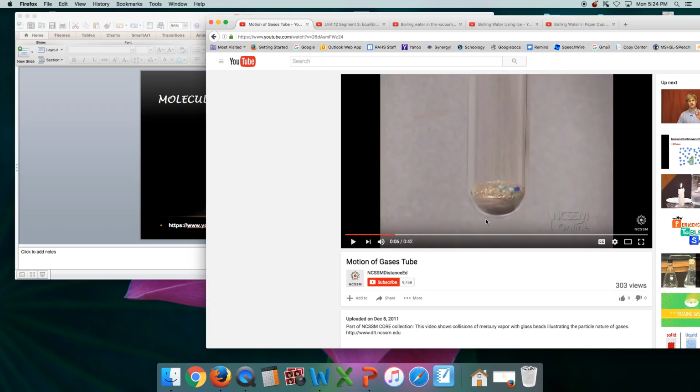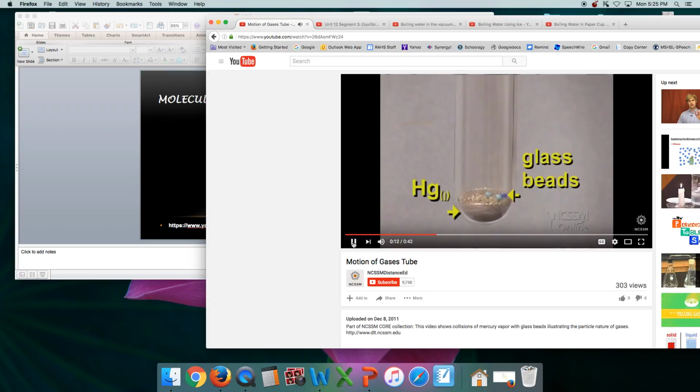What we have here is a test tube that's got some mercury in it. Mercury is liquid at room temperature, and then it's just got some glass beads. So right now, those particles are liquid and these particles are solid. These liquid particles are in motion and the solid particles are vibrating in place. But what we're going to do is add some heat, in the form of a Bunsen burner. So we've got mercury, glass beads, and they're going to use a Bunsen burner to add energy.